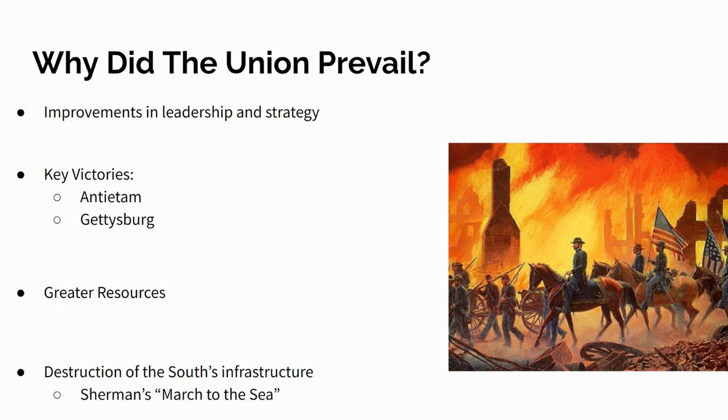There's a famous plan called the Anaconda Plan, where they're going to blockade the South. So they're going to make it so that the South can't get any trading in and out because the South doesn't have any navy. The Confederacy doesn't have any navy. So that's one idea. There's also a couple of key victories that help the North.